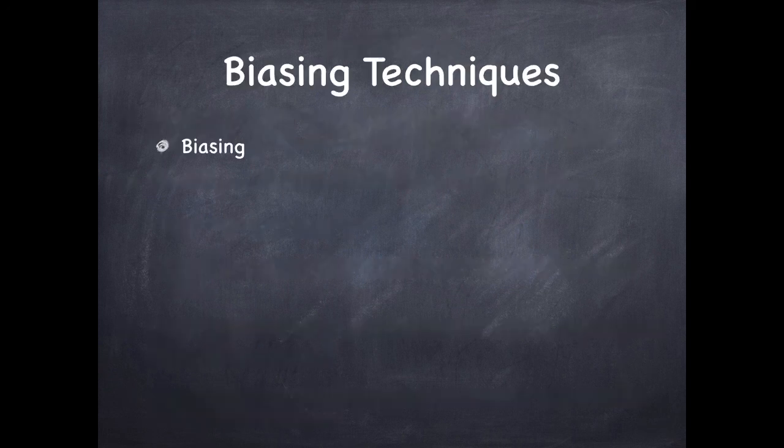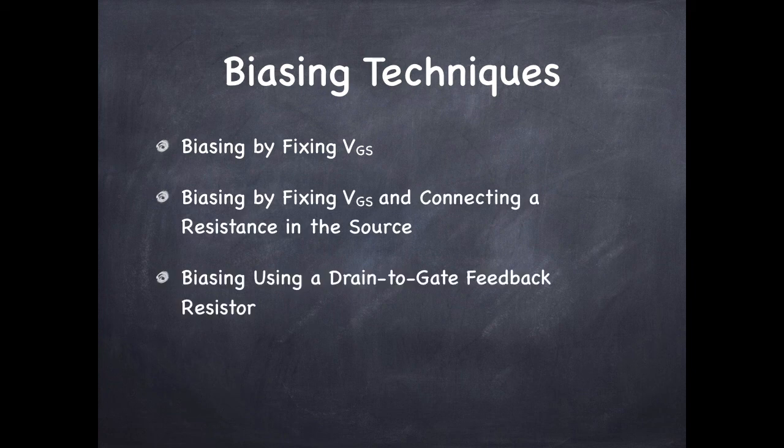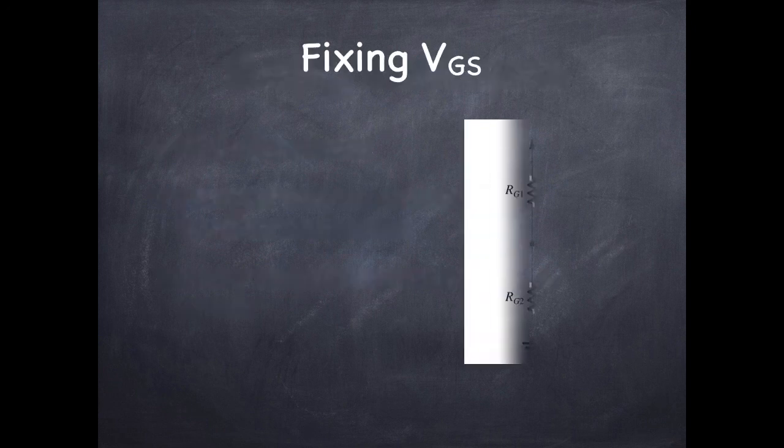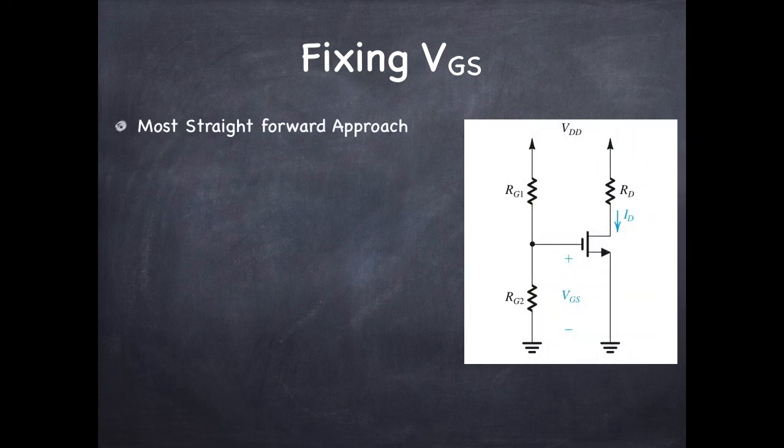The different biasing circuits which are used in MOSFET are: the first is we bias by fixing VGS. Secondly, we fix VGS plus connect a resistance in the source. And third is we use a drain to gate feedback resistance. The first and most straightforward approach is fixing the value of VGS.